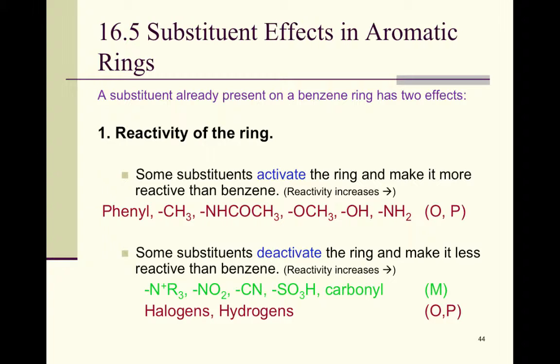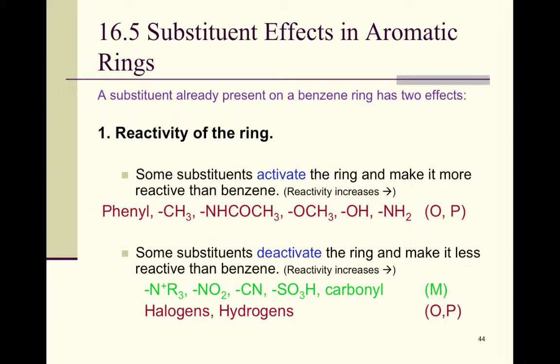So why do we care if something on the ring is going to be making it more active or deactivating it? Well, that's one of the theory questions they might possibly ask you: which of the following would make the ring more reactive or less reactive than benzene? So that's the one place we're going to look at this.